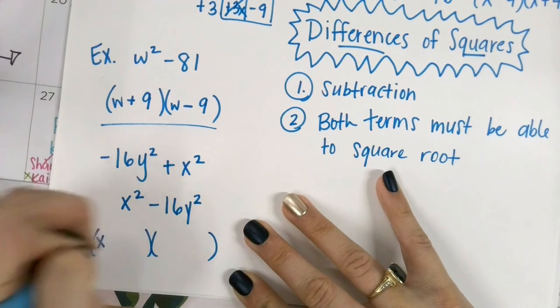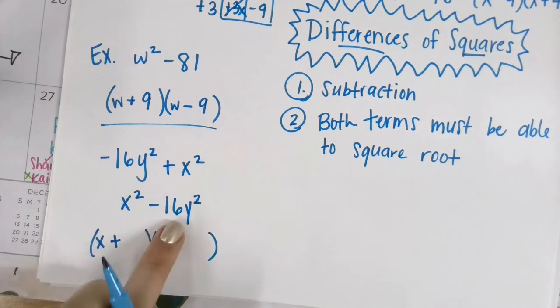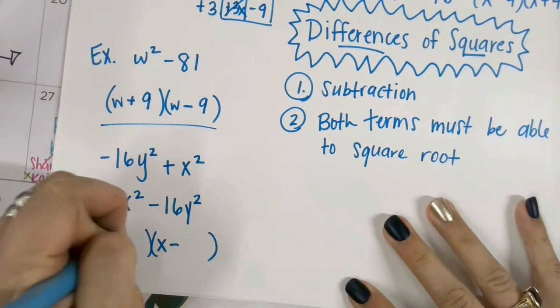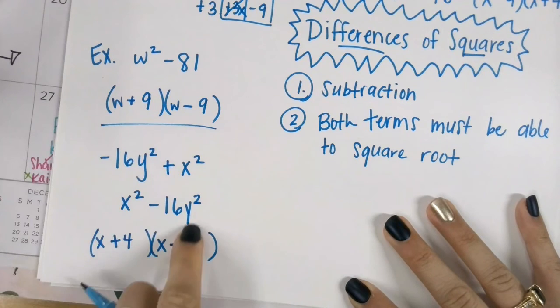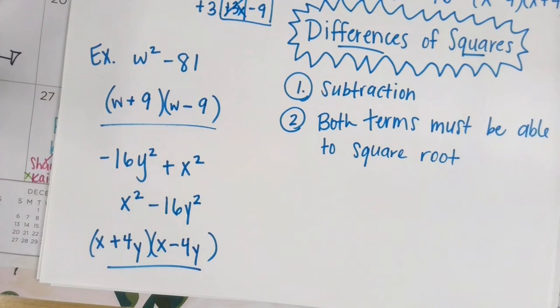I know I'm going to have my x and x. I got to have a plus and a minus so that they cancel out in the middle. Square root of 16 is 4. Square root of y squared is y. And there's my answer. Okay?